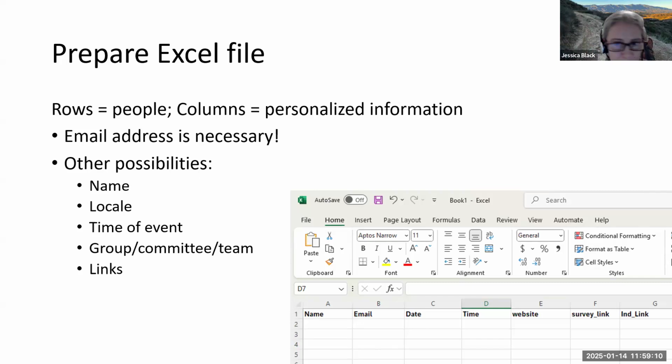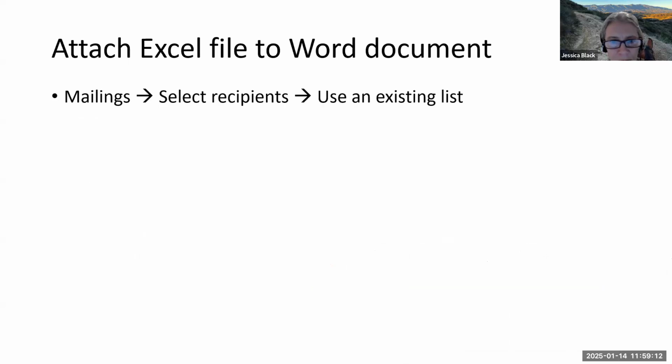Okay, so after you have your Excel file ready, you make sure you save it, right? The Word document is going to access the saved file. The next step is to actually attach that Excel file to the Word document that you prepared with the email, right?